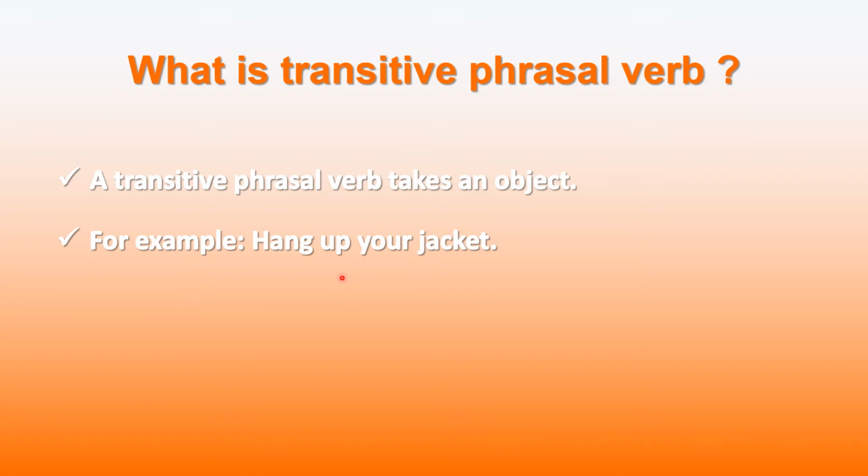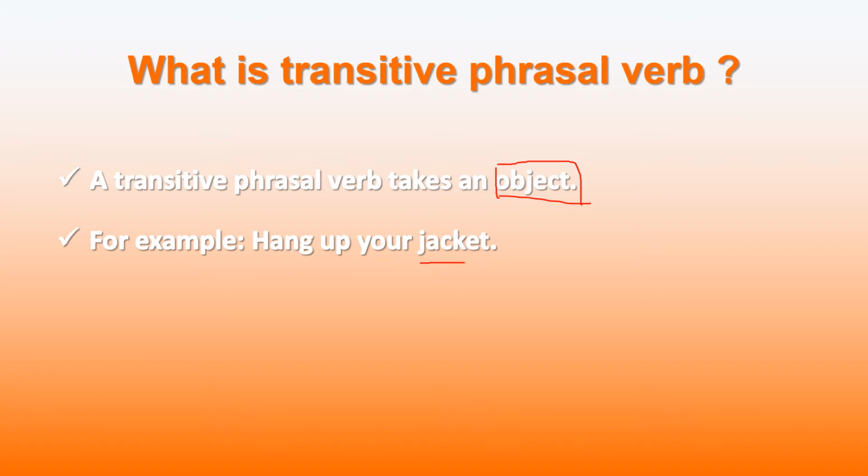For example, hang up your jacket. Okay. Now here, what did they say in the first point? They said a transitive verb takes an object. What is the object here?